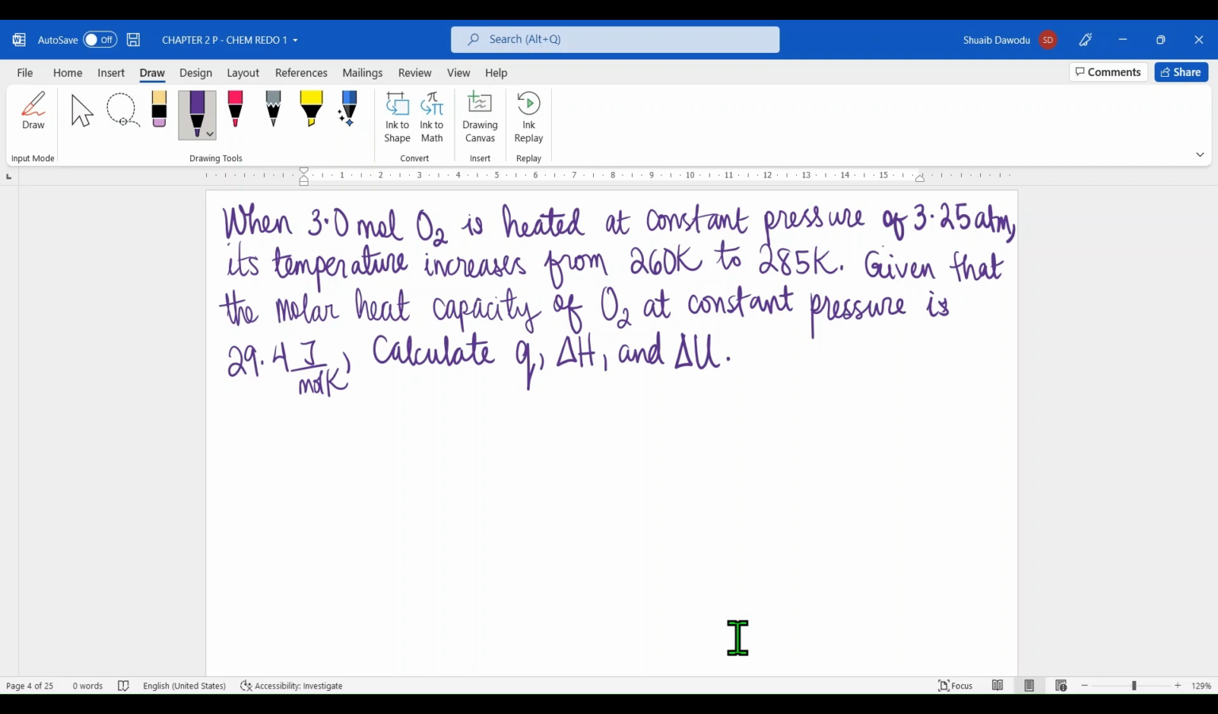When 3.0 mole of O2 gas is heated at a constant pressure of 3.25 atmosphere, its temperature increases from 260 Kelvin to 285 Kelvin. Given that the molar heat capacity of oxygen gas, O2, at constant pressure is 29.4 joule per mole Kelvin, calculate the value for heat, the value for change in enthalpy, as well as the change in internal energy.